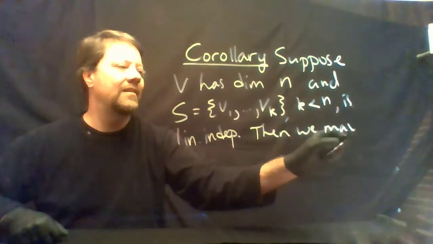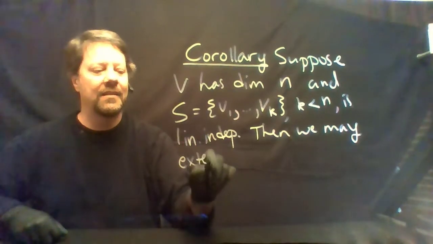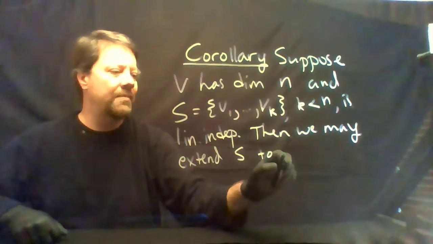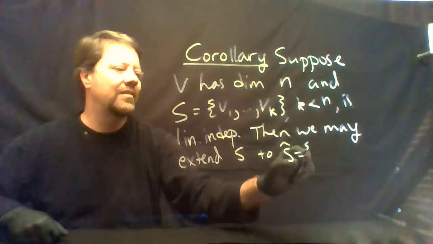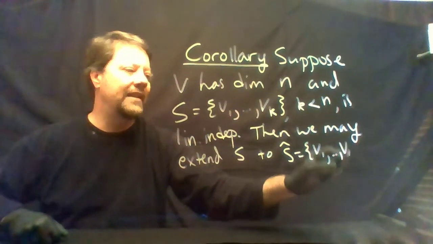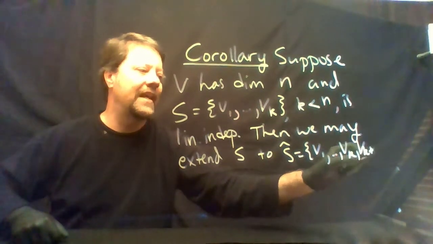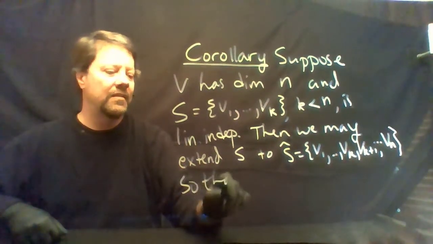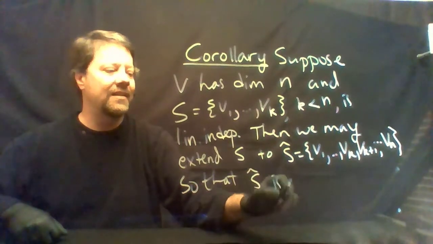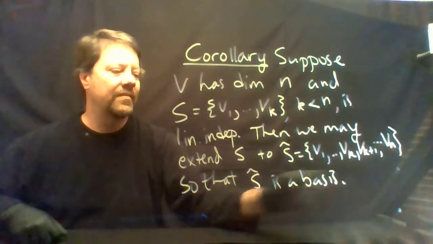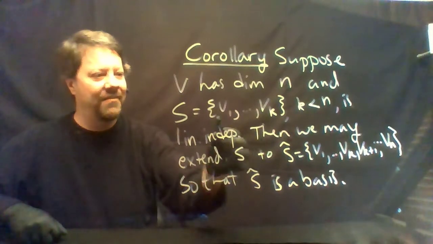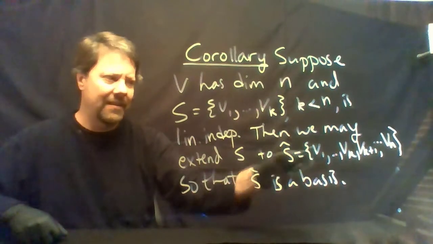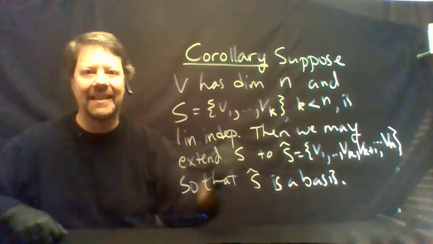Then we may extend S to some set S hat, V1 to Vk, and then adding in vectors Vk plus 1 to Vn, so that S hat is a basis. If you don't quite have enough vectors to form a basis, but you are linearly independent, then you can keep throwing vectors in and eventually get a basis.